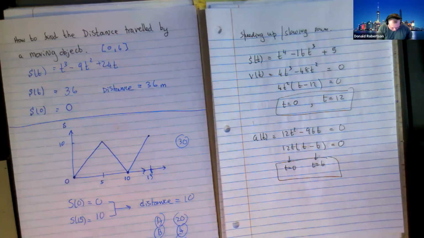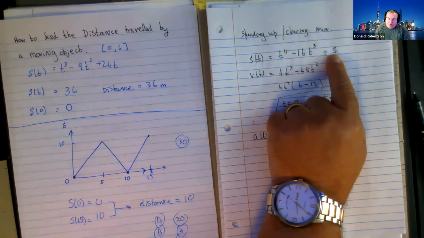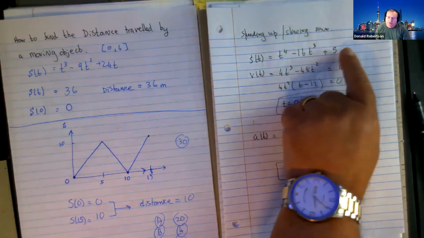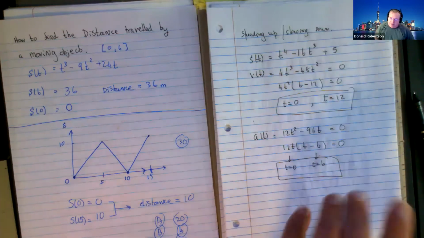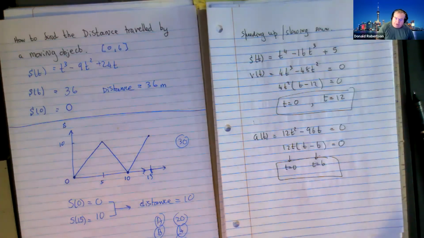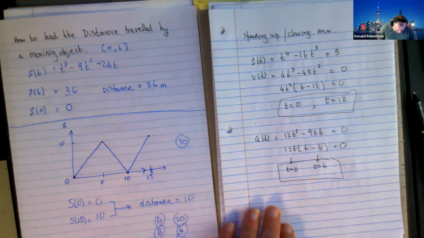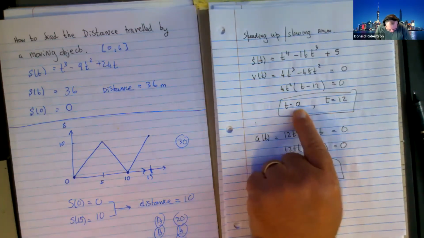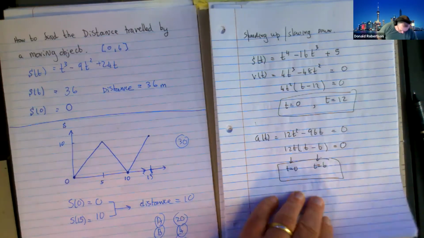So if you ever get a question of, here is the position of a moving object at a given time t, within a certain interval, let's say 0 to 20, whatever it might be, tell me for what values of time it's speeding up and for what values of time it's slowing down. You will find the velocity and make it 0. You will find the acceleration and you will make it 0.